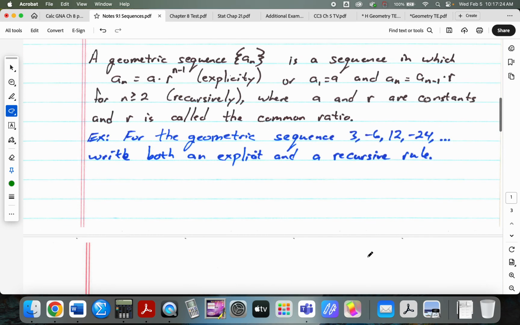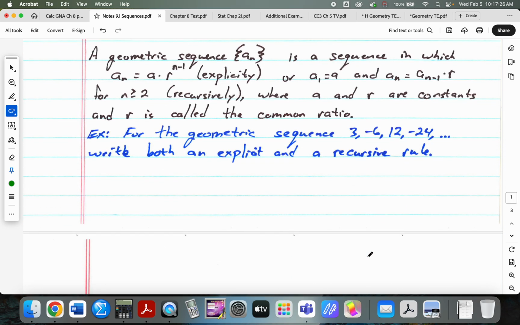Now, another kind that's actually more important for the long term is a geometric sequence. Is this not at the bottom of your page? It's like, why is everybody turning pages?